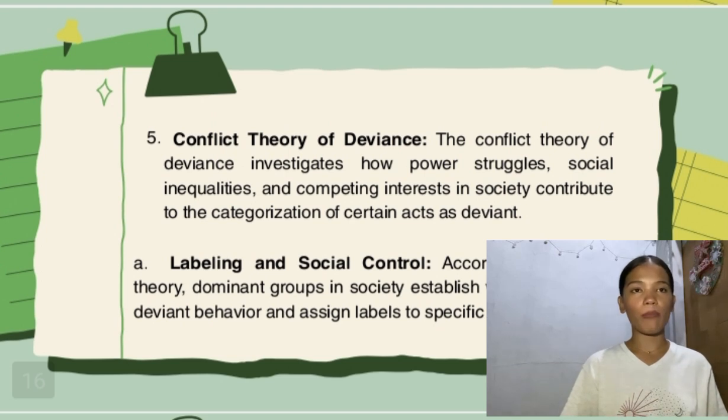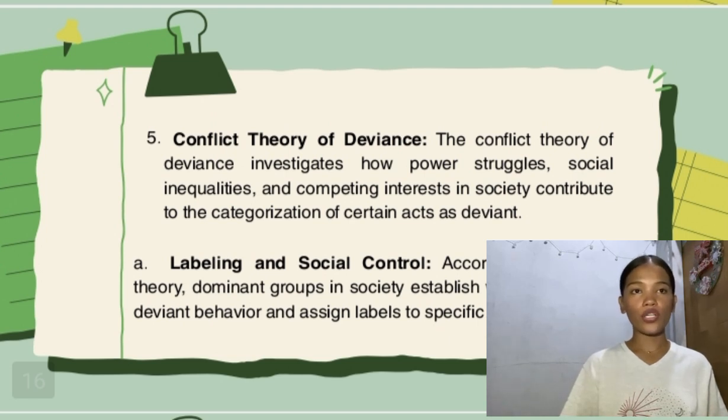First, under labeling and social control. Conflict theory tells us that dominant groups are the ones who decide which behaviors are considered deviant. For example, the rich or those in political power can label certain actions as bad, even if those actions are common among ordinary people. These labels are used as a way to control people.